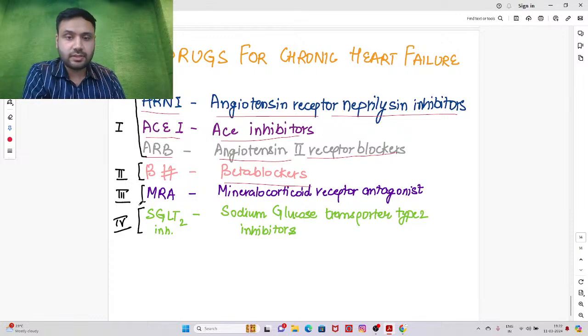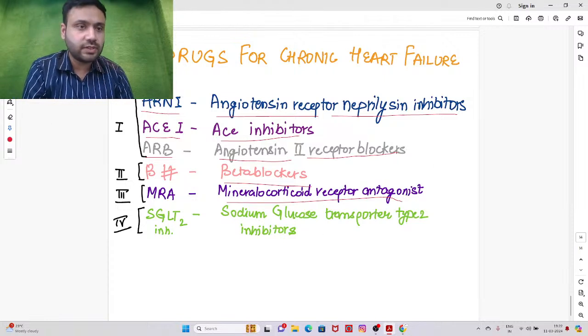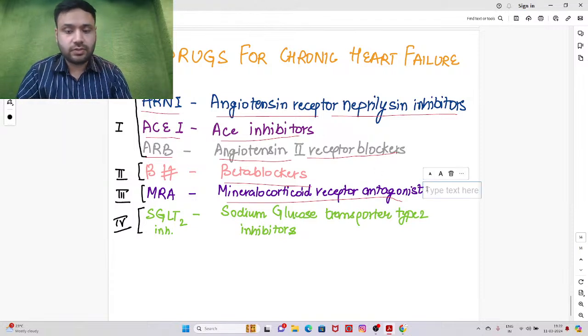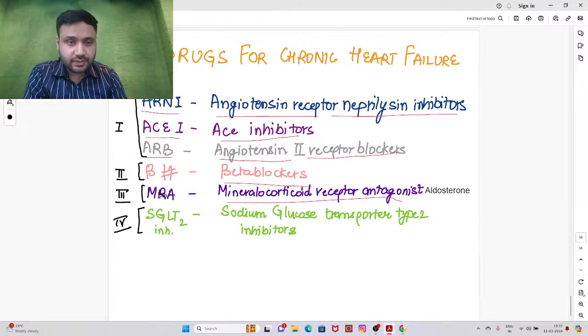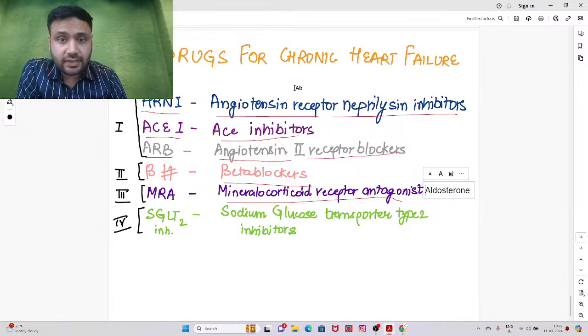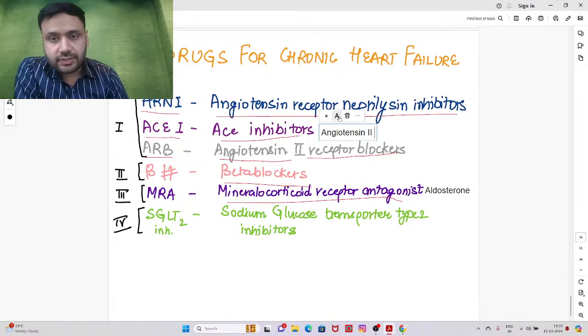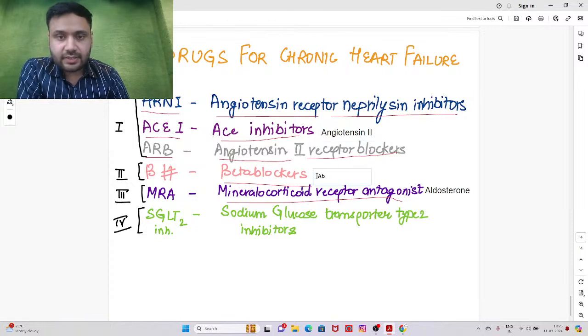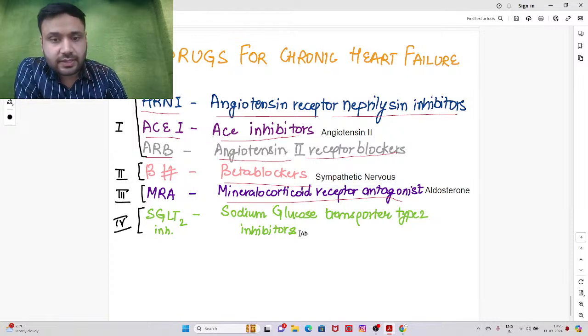The third category is mineralocorticoid receptor blockers. If you are confused, what is a mineralocorticoid? It is aldosterone, right? So this drug category inhibits the action of aldosterone, and the first category inhibits the action of angiotensin 2. The second category inhibits the action of the sympathetic nervous system, right?